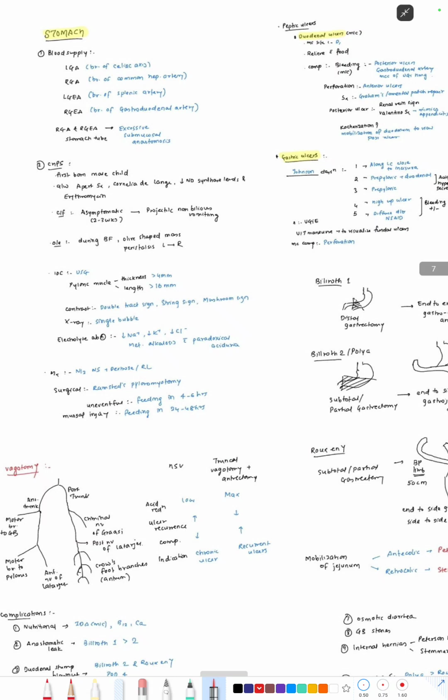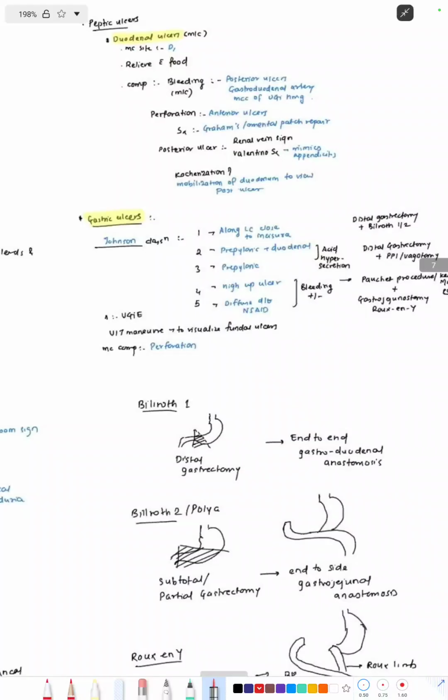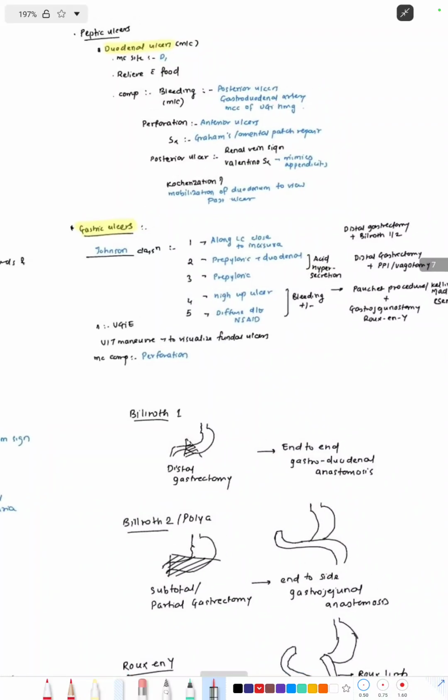Then the next is peptic ulcers. In duodenal ulcers, the most common site is D1, the first part of the duodenum. It relieves with food. Of the complications, bleeding is the most common, and it is most commonly seen with the posterior ulcer. There are two types of ulcers, either anterior or posterior. So P for P: posterior ulcer leads to bleeding, while perforation is seen in anterior ulcer.